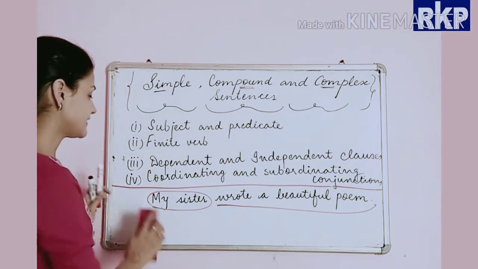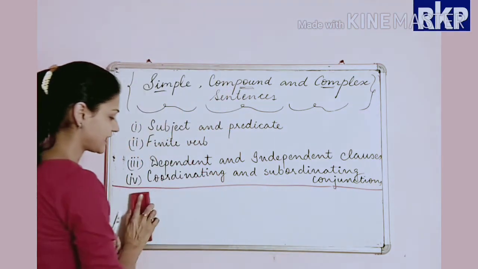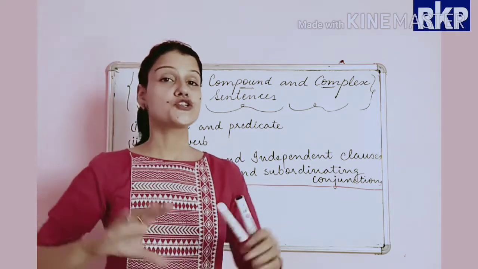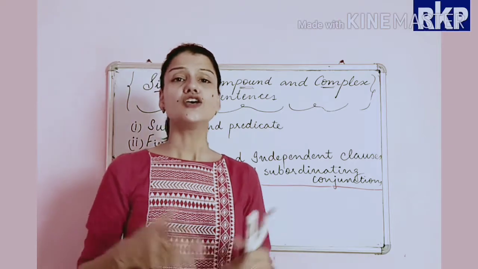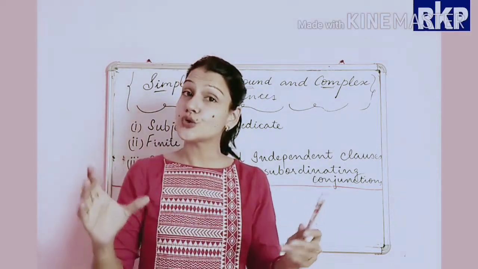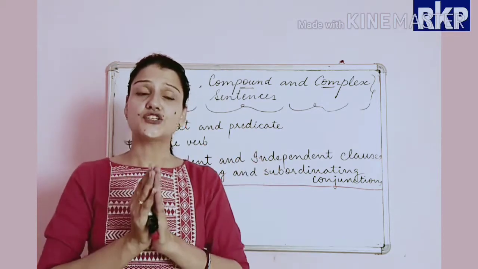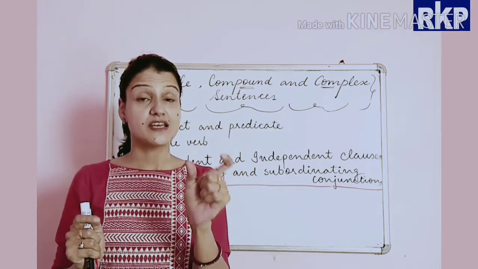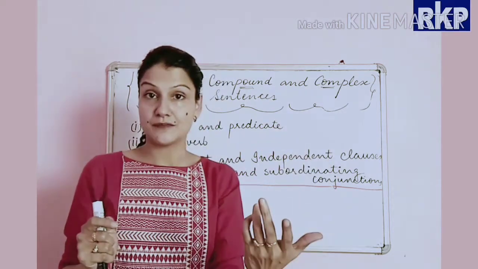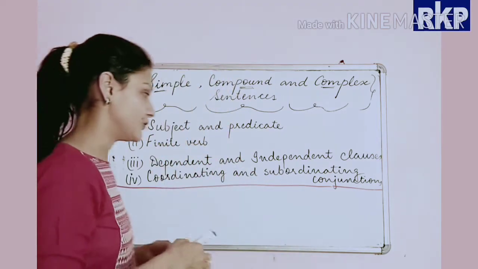Now second thing is finite verb. I know we have already done this chapter. So basically finite verbs are the verbs which show us the tense in the sentence. Finite verbs are tense showing verbs. And we can also say that if we change the subject, if we change the number, or if we change the tense, finite verbs change their form in the sentences. Let me tell you how.